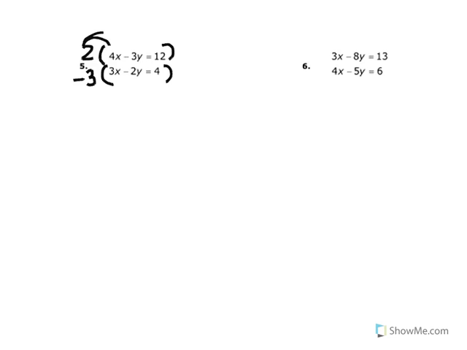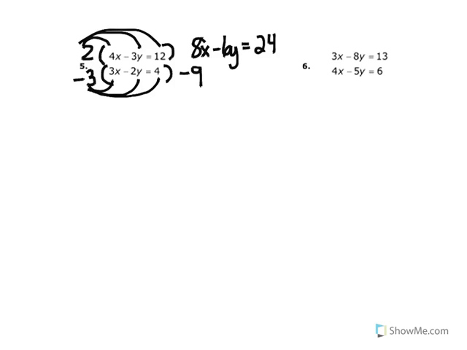We're going to first multiply everything by 2 on the top equation. So we have 8x minus 6y equals 24. And now we're going to do negative 3 times 3x, which is negative 9x, plus 6y equals negative 12. Positive times a negative is a negative.